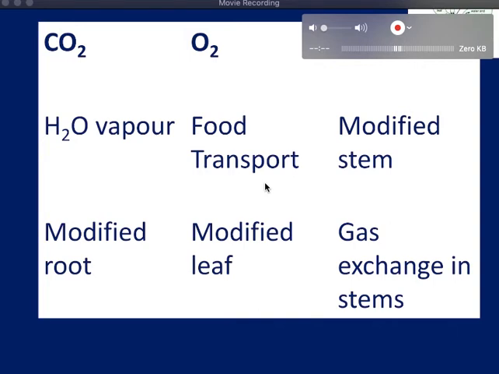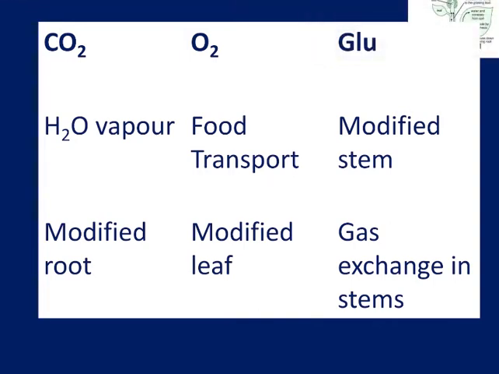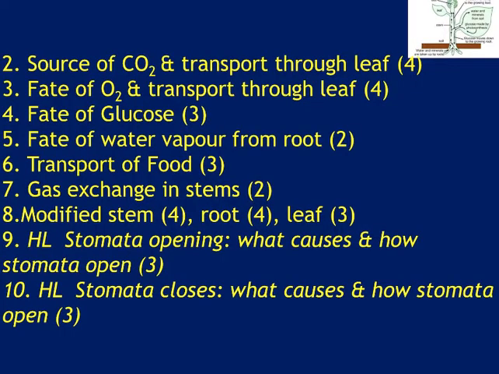So this is our final lesson in the whole topic of transport, nutrition and storage in plants. There are 9 little headers that we're going to look at today. What is the fate of carbon dioxide, oxygen, glucose and water vapor? What are the processes by which these things are moved within a plant? And we're going to talk about modified stems, roots and leaves, modified for food storage, as well as gas exchange in the leaf, which we've already done.